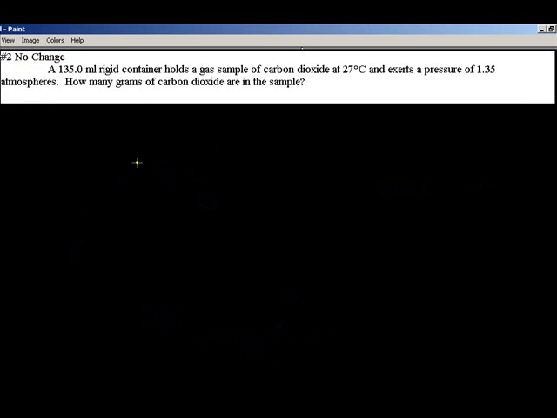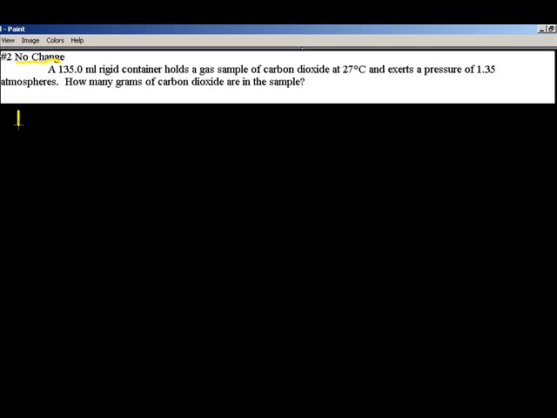Right, in this new problem, we have 135 milliliters of a rigid container. They use the statement rigid to make sure you realize that the volume is not going to be able to change. That's a fixed value. And it holds a gas sample at 27 degrees Celsius, and it has a pressure of 1.35. The question is, how many grams of carbon dioxide are in the sample? Once again, you will notice that nothing was done to the container, no temperature change or gas added. So what we have is a no change situation.